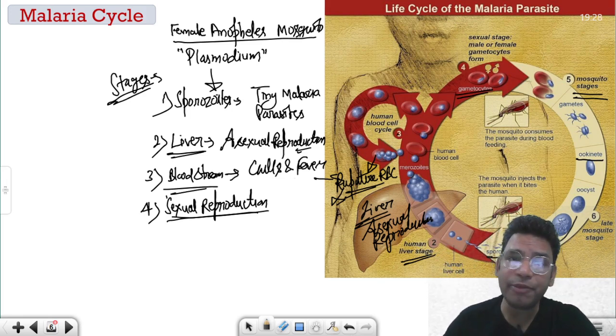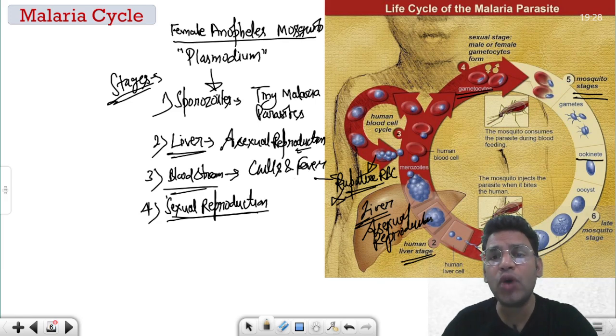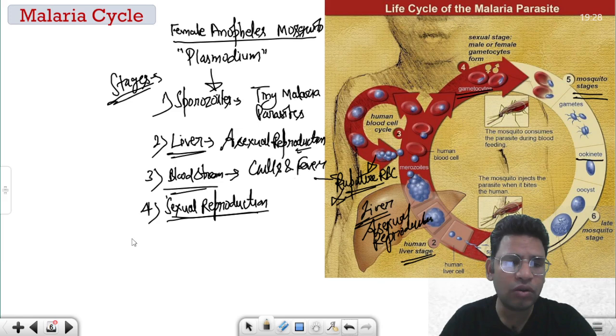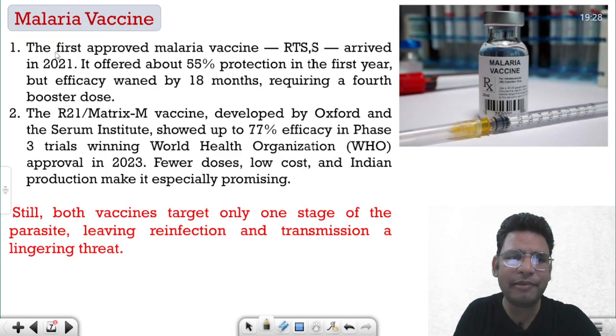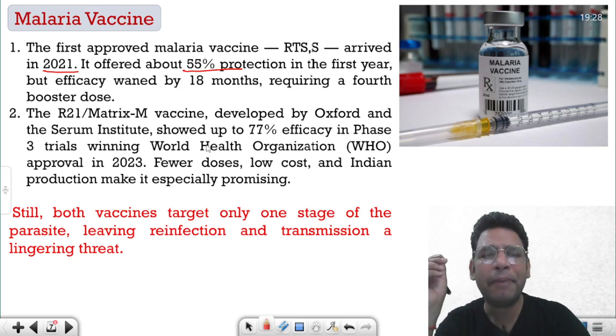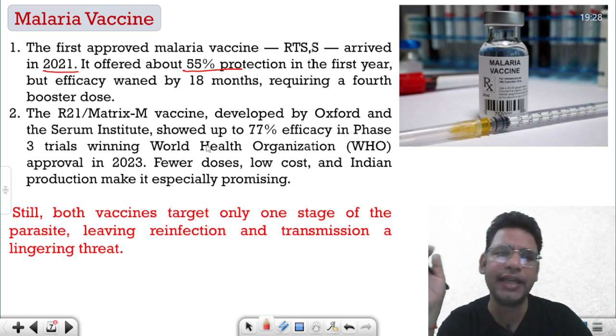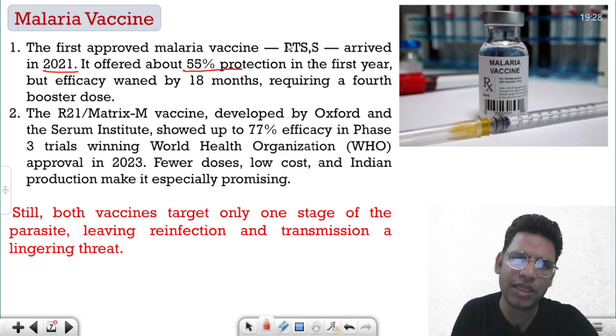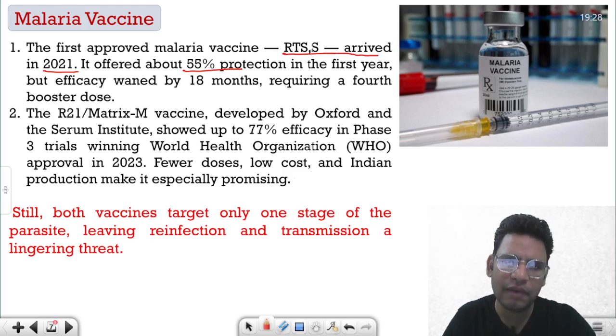In 2023, let me tell you, malaria infected nearly 294 million people and killed close to 600,000 people. So what the world is doing, there is some kind of victory. People have made vaccines, and let me tell you about vaccines. The first approved malaria vaccine is called RTS,S. It arrived in 2021 and offered 55% protection in the first year, but efficacy waned by 18 months, requiring a fourth booster dose. That was one problem with the RTS,S vaccine.